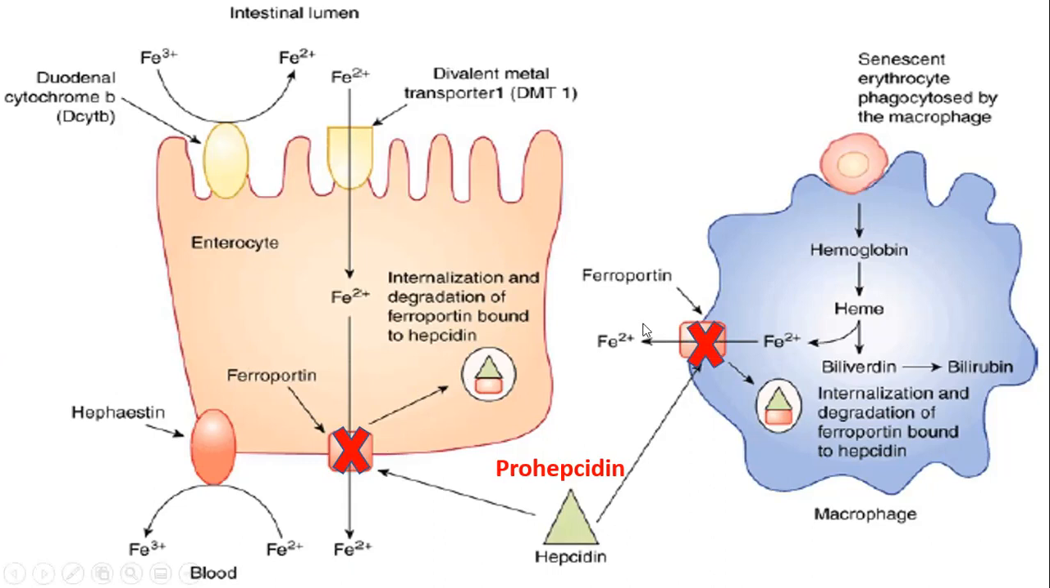If you can remember the function of ferroportin, that is the transporter of iron from the intestine, the enterocyte going to the basolateral aspect. And on the macrophages, it's the one that releases your iron into the circulation. So if there would be internalization of your ferroportin, would there be a transporter to transport iron out of the enterocyte and out of the macrophages?